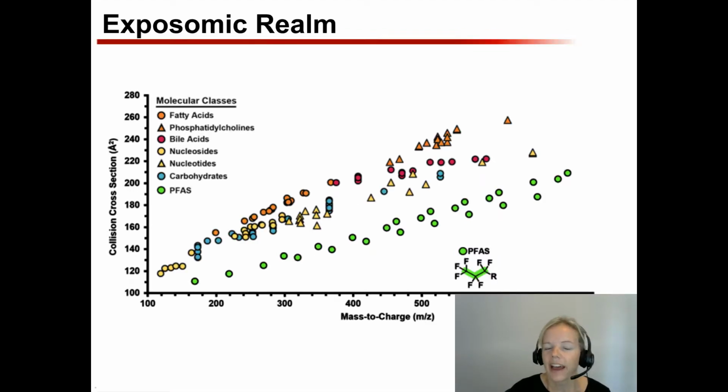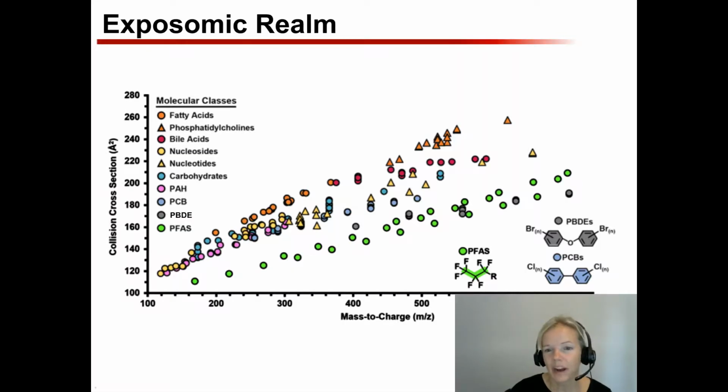Then if we add all of the other molecule types that we've evaluated in our library, we can see that those PFAS are way different than all of our biomolecules. So we're getting huge separation because of that increase in the mass for the fluorines and the difference with those molecules that are heavily hydrogenated.